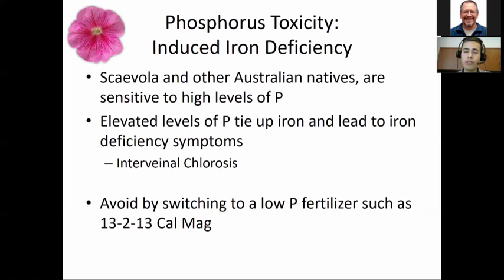Australian soils are typically very low in phosphorus, so any Australian native plants are adapted to these very low phosphorus soils. So when you supply them with too much phosphorus, they'll run into this issue. And so this occurs because phosphorus will tie up the iron and will lead to these interveinal chlorosis symptoms on the upper leaves. And this is because phosphorus and iron are antagonistic with each other. And you can avoid these types of symptoms by switching to a low phosphorus fertilizer such as 13-2-13 Cal Mag.